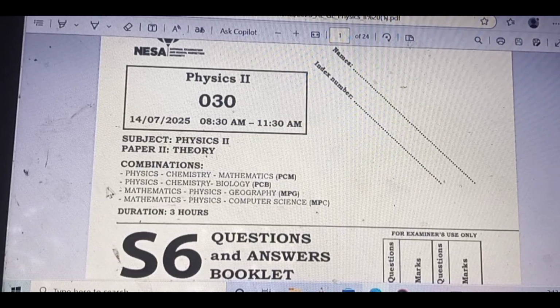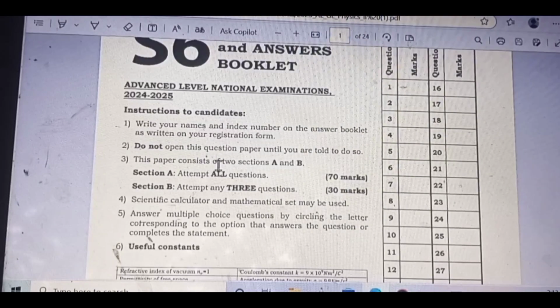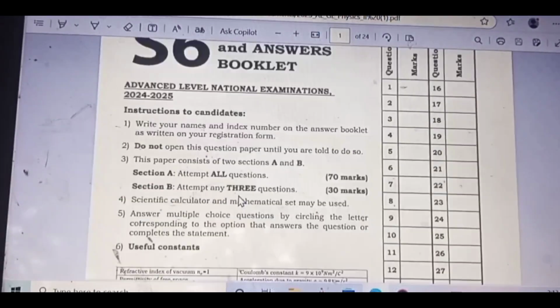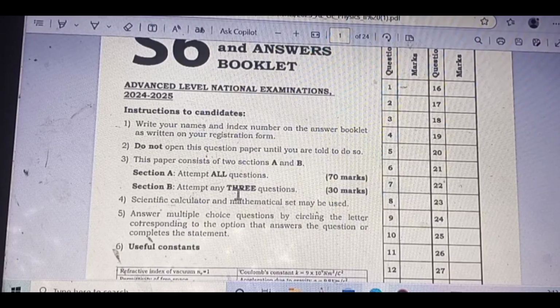This national examination contains two sections, Section A and Section B. In Section A, attempt all questions, and in Section B, attempt any three questions. We are going to answer each question one by one first, and then I will give you the answer to all of these questions. Let's start.